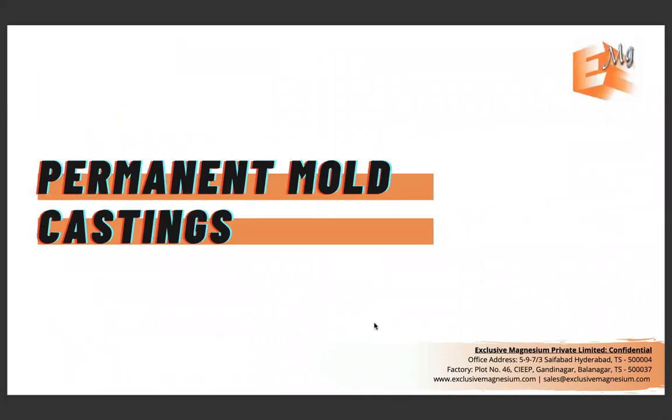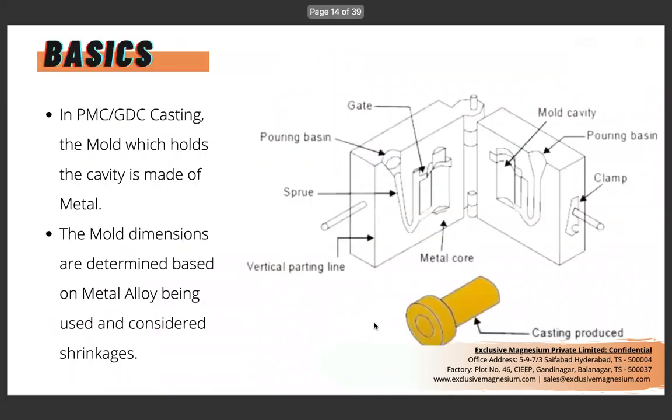Permanent mold. Permanent mold casting, or some people also call it gravity die casting. This process is very similar to sand casting, but the only difference over here is that the mold which holds the cavity is made out of metal. So this is not sand, this is metal.